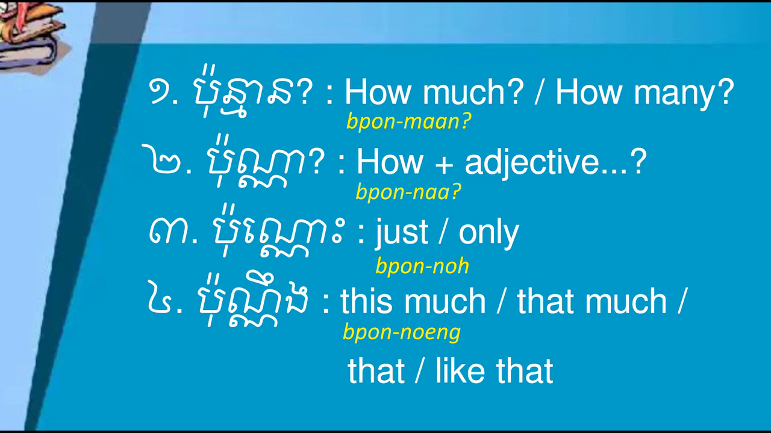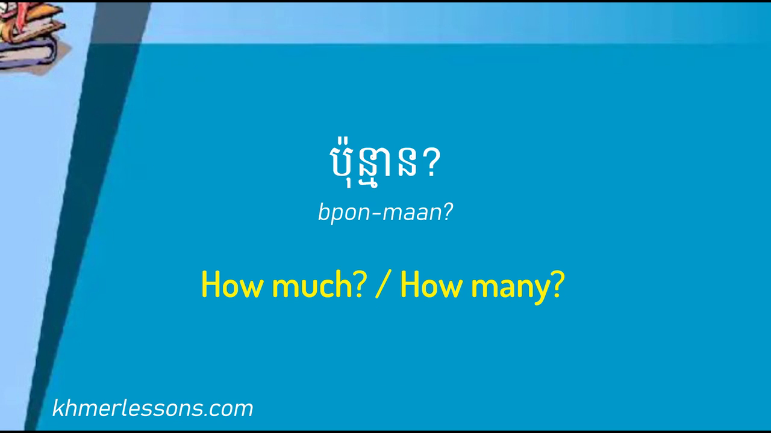And number three, just or only, we say pon no. But not in the question, you see. Number one and number two are questions, but number three and number four are not questions. So number three, just and only, we say pon no. And number four, this much, that, like that, in Khmer you say pon nang.